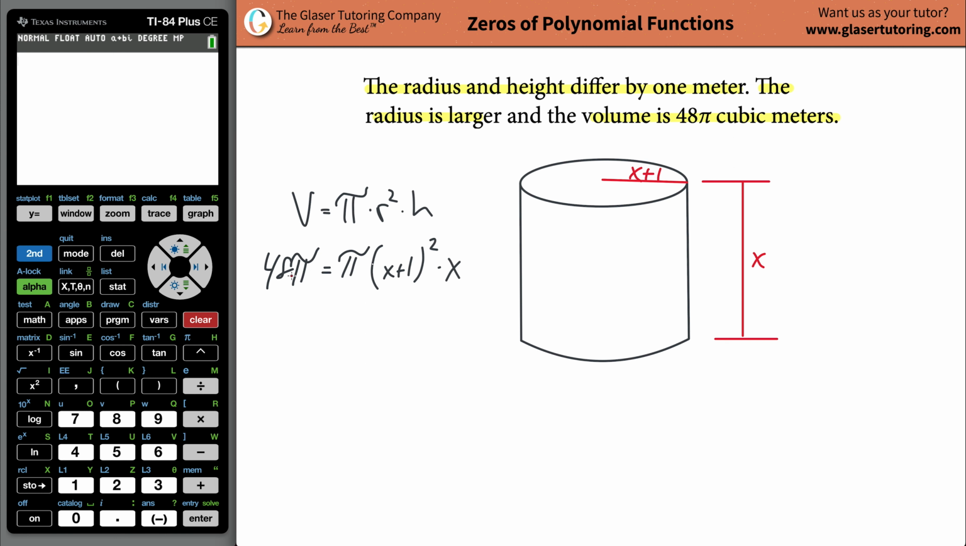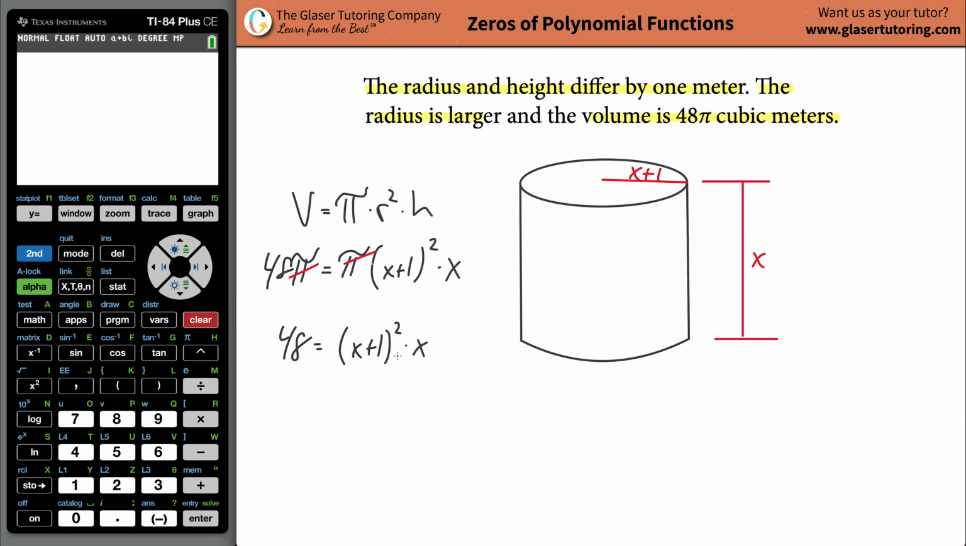Now what you can do from this point is just simplify it. We'll take a step back and see what we got. All right, so this is going to be 48 is equal to x plus 1 squared times x. So this is going to work out to be a cubic, right? You have x squared and then multiplied by another x, which works out to a cubic function. Now this can get a little bit messy to try to do without the use of a calculator.